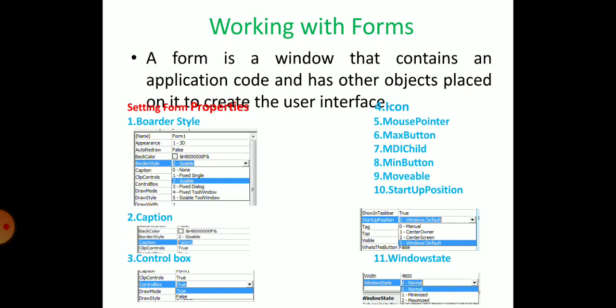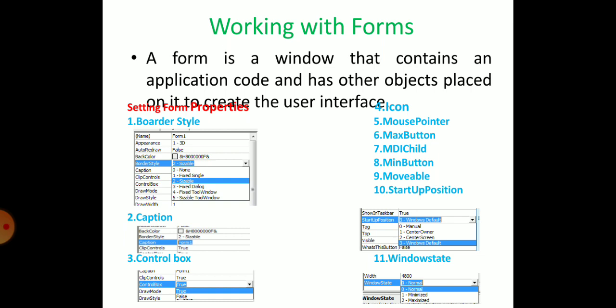Next one is caption. The title for the window is stored in the caption property. So we can change the caption name. Then the next one is control box. The control box determines whether the minimize button, maximize button, and close button should be visible on the form or not. By using this control, we can identify that. Next one is icon. Then like that, icon, mouse pointer, max button, MDI child, min button, movable, and the next one is startup position.